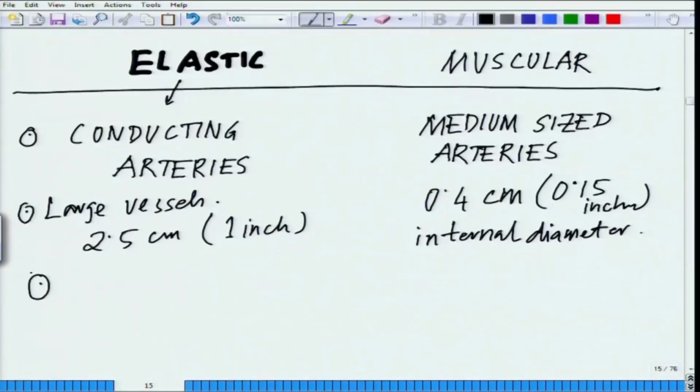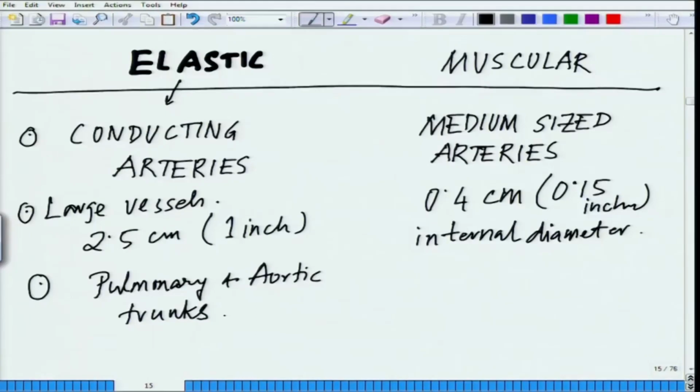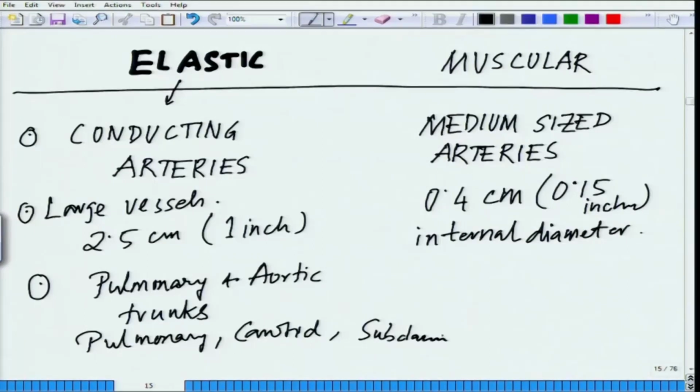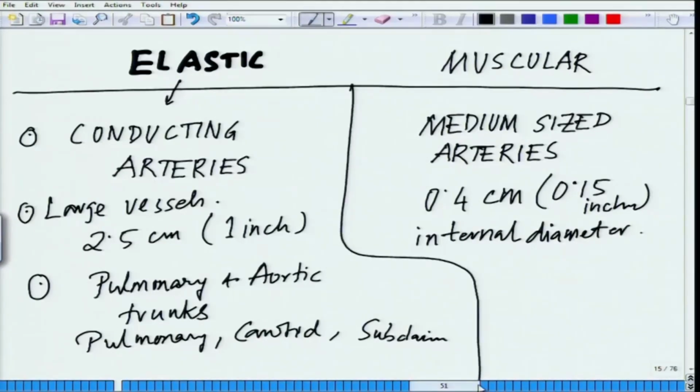The next feature, some of the examples are pulmonary and aortic trunk, and in case of that includes your pulmonary artery, carotid artery, subclavian artery, and you have iliac artery and likewise. Okay.